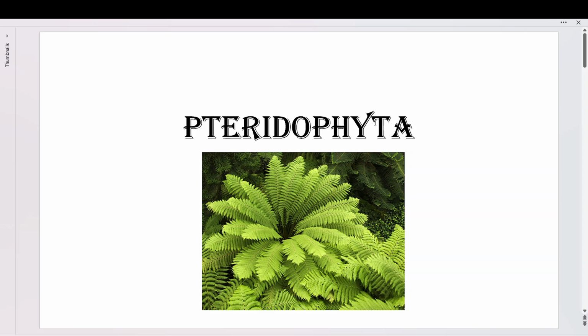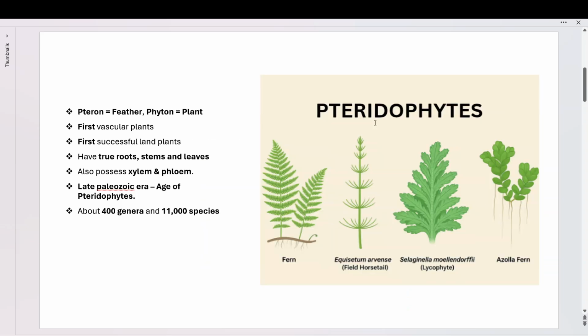Today we are going to study Pteridophyta. It's a very important group of the plant kingdom. So, in today's lecture, I will explain every concept in a very simple language. So, let's begin with the Pteridophyta. First, I will give an introduction about Pteridophyta.